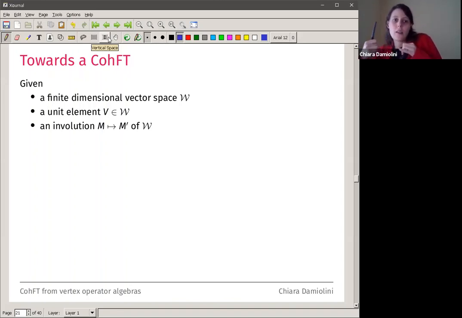We need a finite dimensional vector space, which has a sort of unit element and which has an involution so that the unit element is sent to itself. So once we have this data, and at the moment, well, I used V, but in general, there's no relation with vertex algebra at the moment.